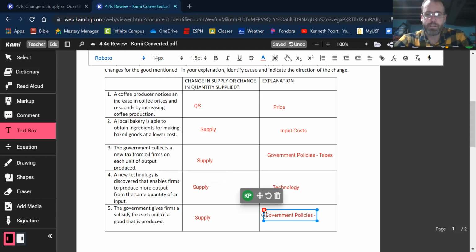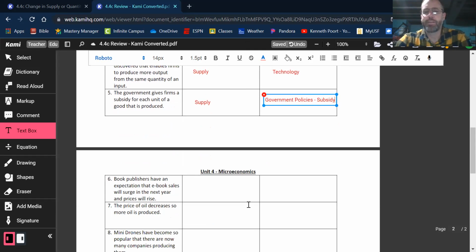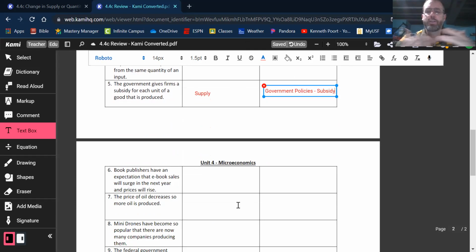And let's put the specifics down. What type of policy? It looks like this one's referring to subsidies. And I'm just saying that, guys, making sure we see the difference between taxes, subsidies, and regulations, so if you do have to identify if that's going to cause an increase or a decrease, you'd be able to. Okay. Book publishers have an expectation that ebook sales will surge in the next year. Same one from the last one. So this is supply again due to expectations.